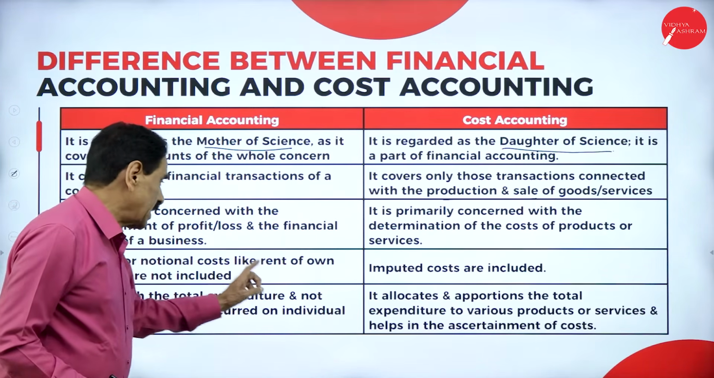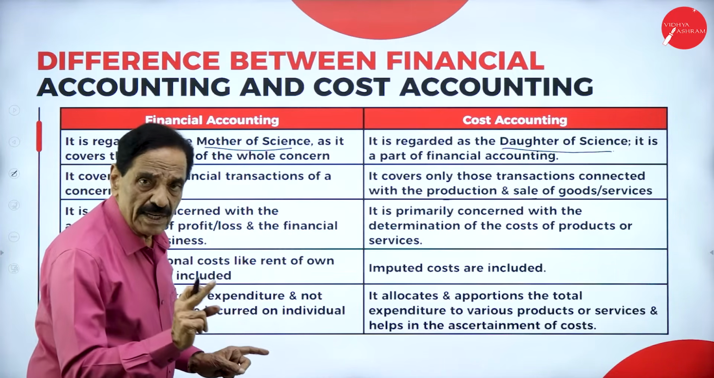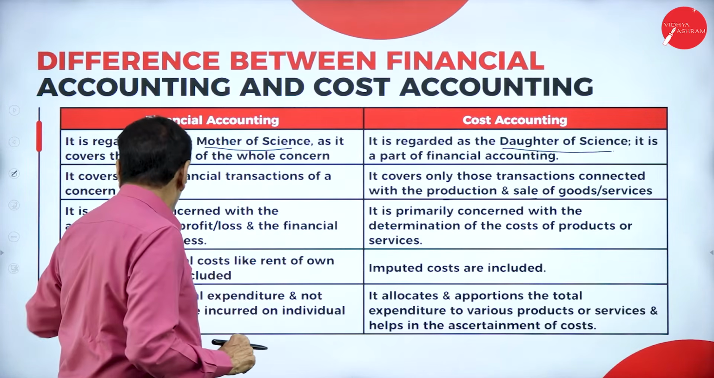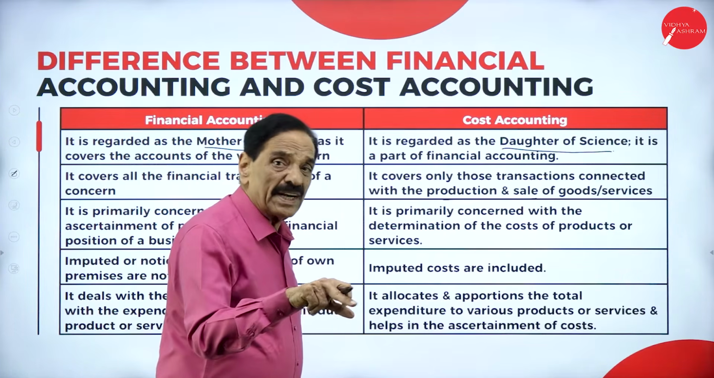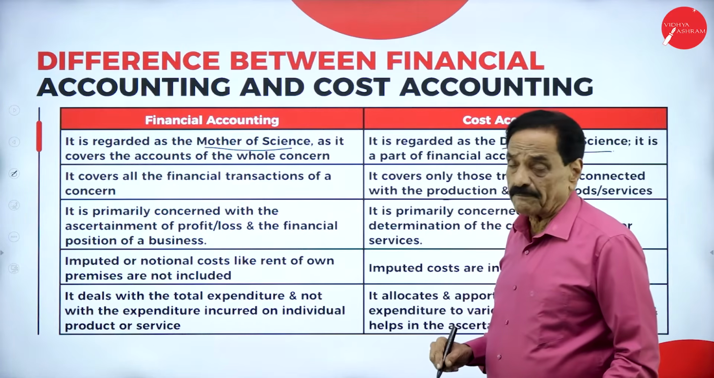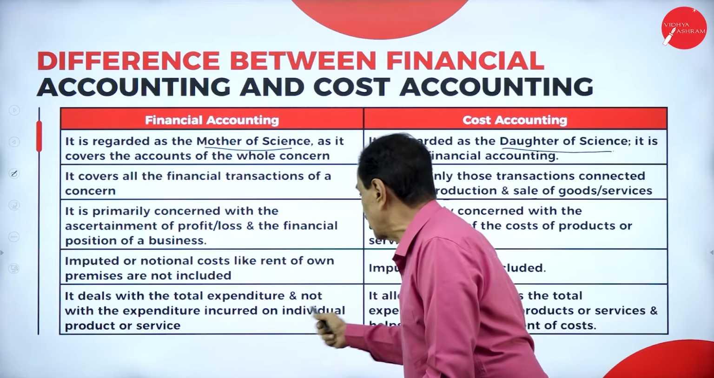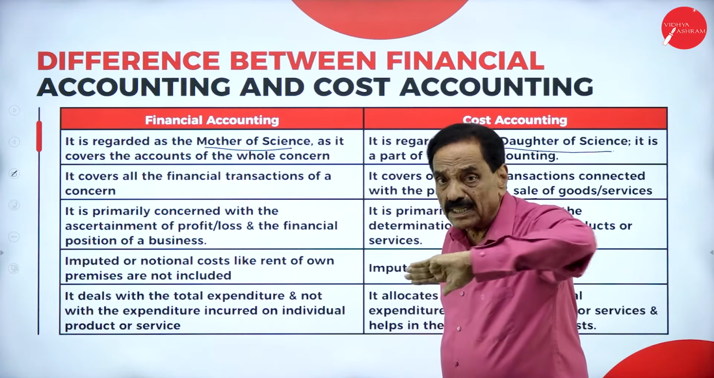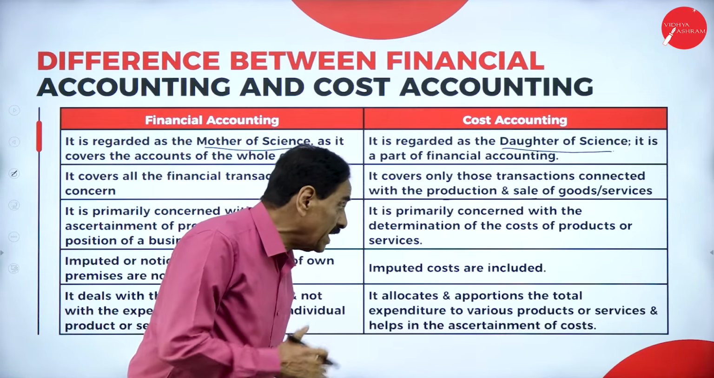Next one. Imputed or notional costs, like rent of own premises, are not included in financial accounting. In cost accounting, imputed costs are included. Financial accounting deals with the total expenditure and not with the expenditure incurred on an individual product. Cost accounting allocates and apportions the total expenditure to various products.